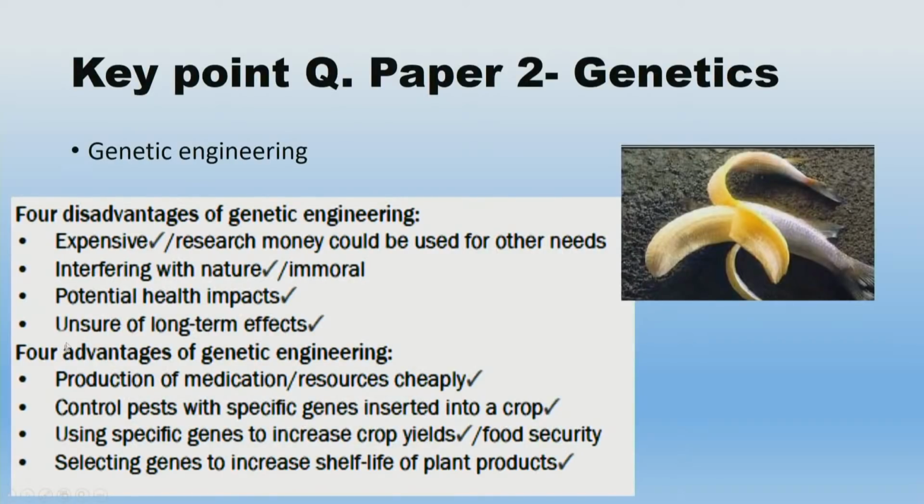Okay, and then for advantages, production of medication, just be sensitive: we cannot say that, for example, if we use this one of bananas, that it produces medicine. In this case, it doesn't produce medicine. The advantages of genetic engineering: control pests, using specific genes to increase crop yield, selecting genes to increase shelf life of plant production. Now, please be sensitive.